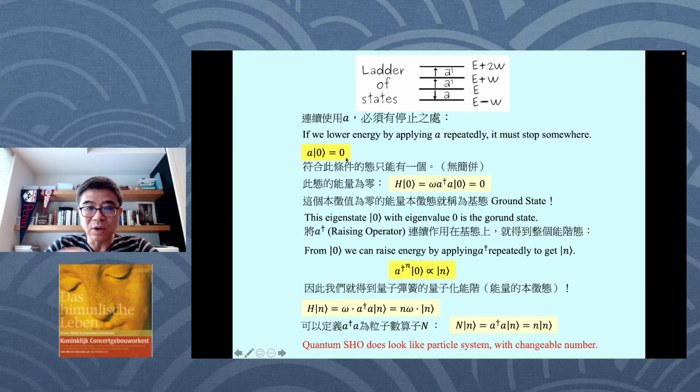You can go ahead to check the detail and enjoy all the mathematics here. But the bottom line, the conclusion, is clear. Quantum simple harmonic motion does look like a particle system. It's a particle with changeable number. That's very good because in modern particle physics, one of the first results we notice is that particles could be created and annihilated, in contrast to the classical idea of particles.